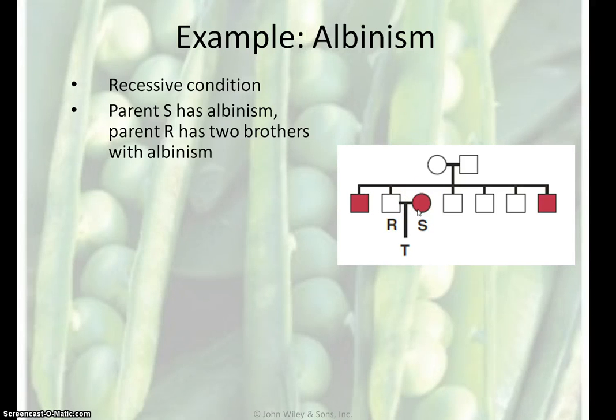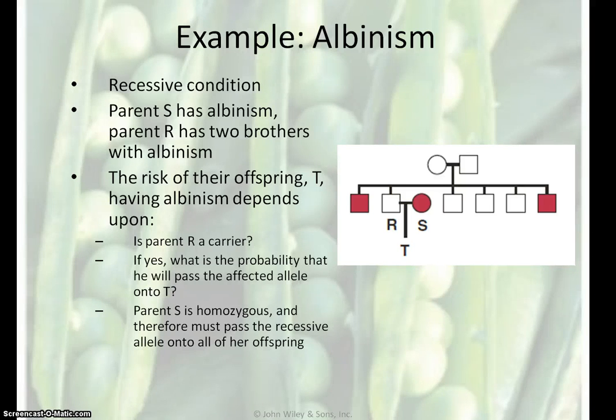Now because this is a recessive condition, she must be homozygous recessive. Okay? Now because he has normal pigmentation, he might still have that recessive allele that he must have gotten from one of his parents. So he could be heterozygous or he could be homozygous dominant. We don't know that. So the question is, their child, child T, what is the risk of that child being born with albinism?